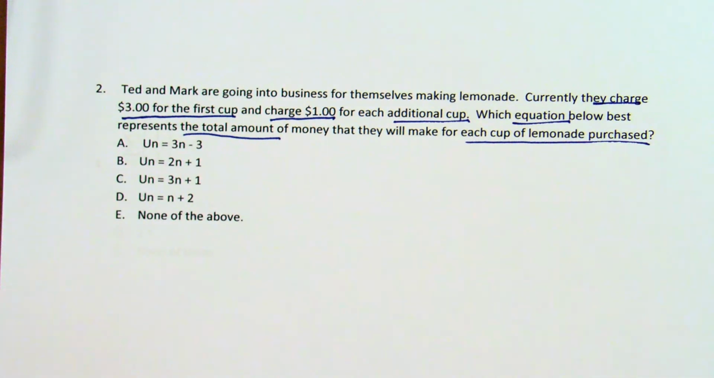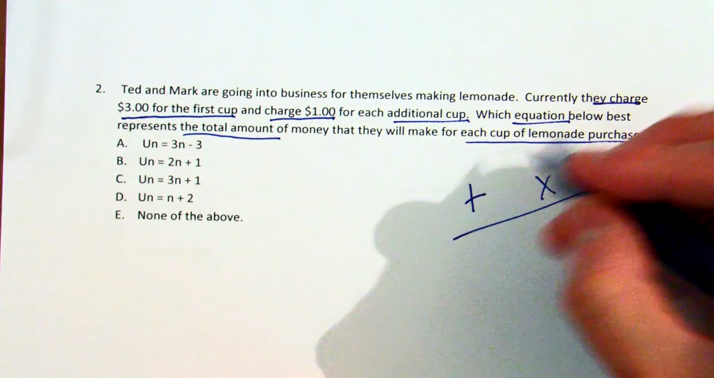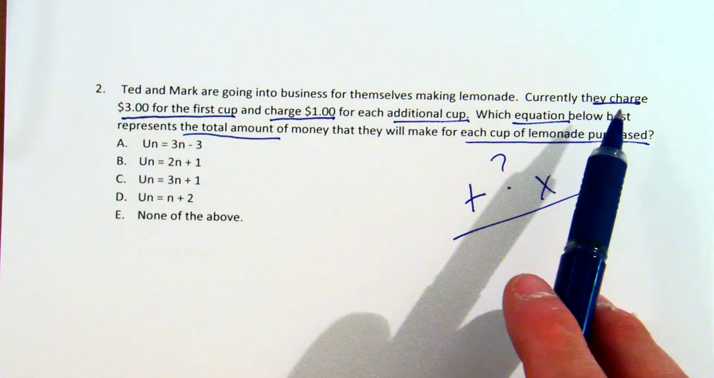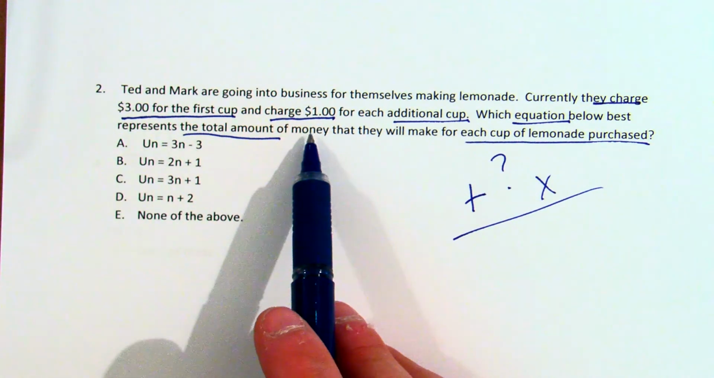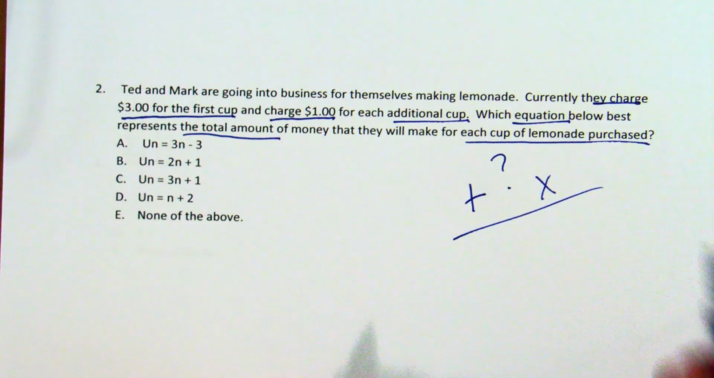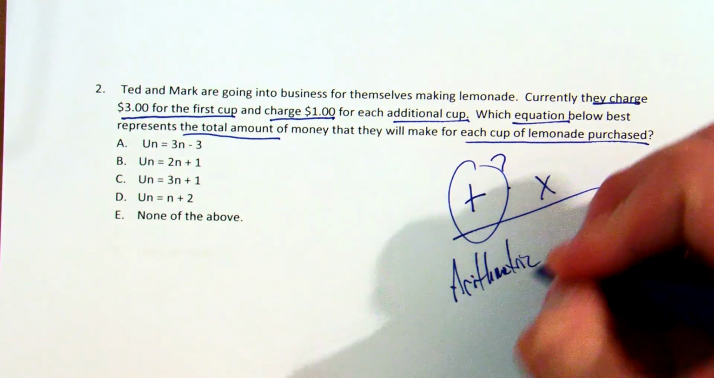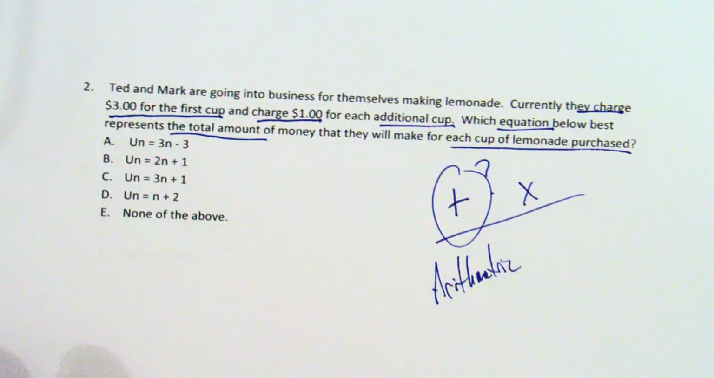So if you notice, in this case you have to think, am I adding or multiplying? What are we doing? Because look, they charge $3 and then charge what, $1? If I charge you $1, am I adding $1 or multiplying $1? Adding. So this is arithmetic, right? So if it's arithmetic, how do I solve this?